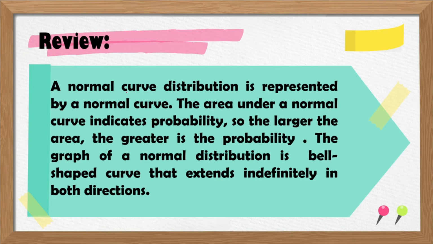A normal curve distribution is represented by a normal curve. The area under a normal curve indicates probability. So the larger the area, the greater is the probability. The graph of a normal distribution is a bell-shaped curve that extends indefinitely in both directions.